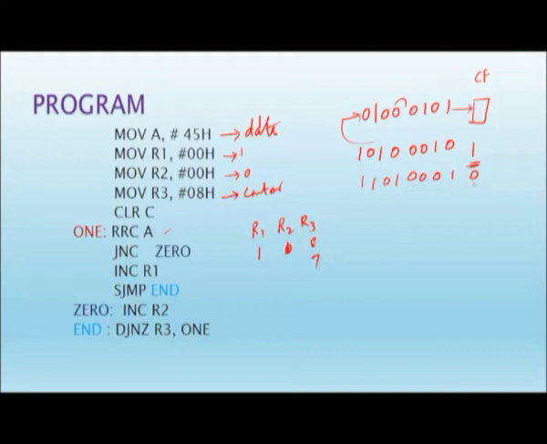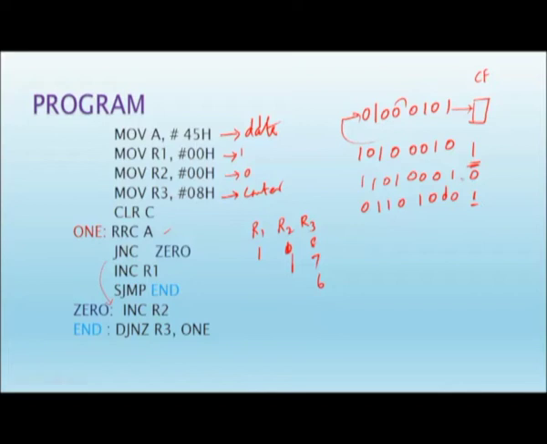Now, I will check it, the carry flag is 0. 0 means it will jump to here, now it will increment R2 as 1. R2 value is 1 and this value will be decreased to 6. Okay. So, this is not 0. So, again go to the 1. Here again rotating right. So, it becomes 0, 1, 1, 0, 1, 0, 0, 0. Now, it will become 1.